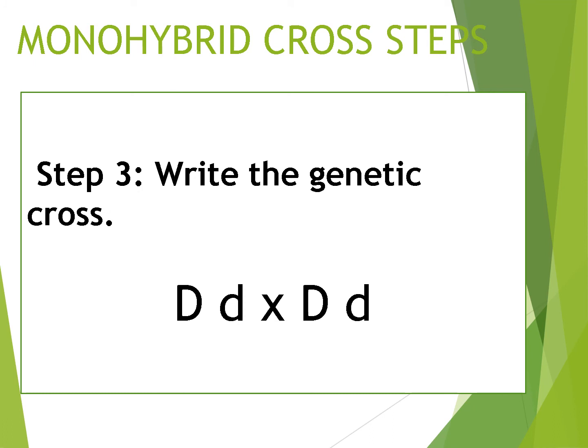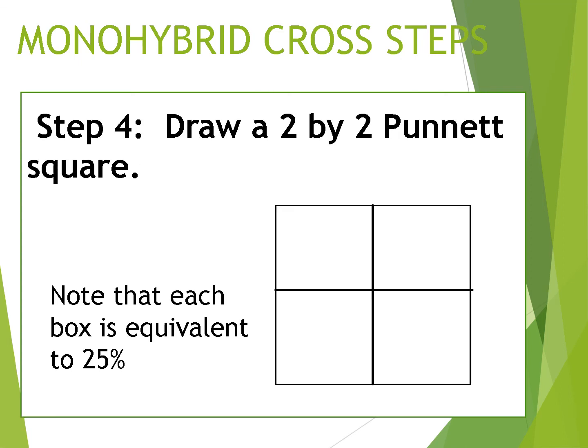Step 3. Write the genetic cross. Based on our previous step, the genotype of parent 1 or the father is heterozygous, crossed with the genotype of parent 2 or the mother, which is also a heterozygous genotype. Step number 4. Draw a 2 by 2 Punnett square. Take note that each square is equivalent to 25%. So by adding the 4 boxes, we get a total sum of 100%.